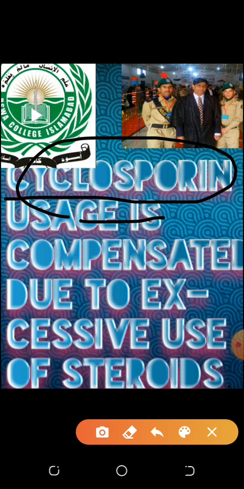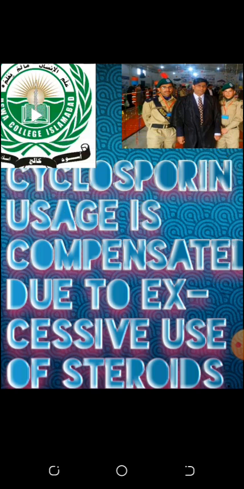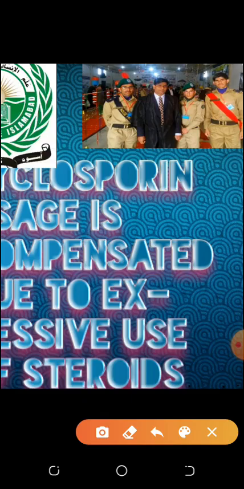Cyclosporin is an immunosuppressive drug. IMMUNO, immunosuppressive drug. It means that it will suppress the immune system, it will put white blood cells to sleep for some time. So what is the drawback of cyclosporin? The patient will feel a lot of symptoms. You can remove the drawback by using steroids, which are also not good for health.